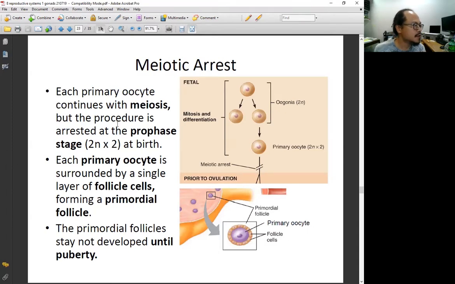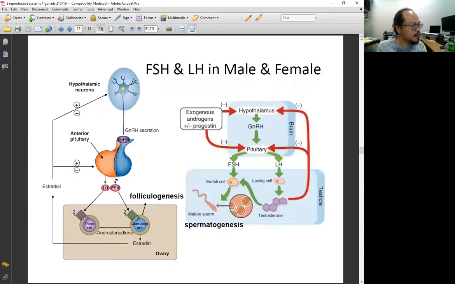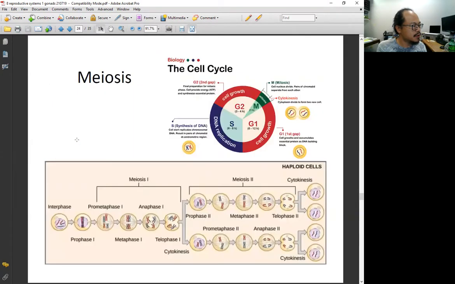It's known that once each primary oocyte differentiates into a primary oocyte, it will start to conduct this meiosis. However, it will get arrested at the prophase. Prophase, you need to know that, here I show you this picture. That's showing you what a prophase is.